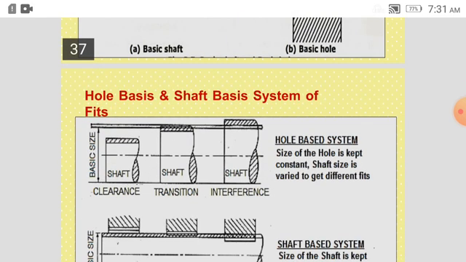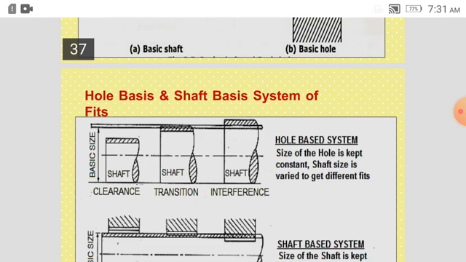Then there are two systems, the hole basis system and shaft basis system. What this is in detail we'll see when we proceed further. We can see here the hole basis system, the hole is constant, the size of the hole is constant, and it is to the basic size, that is the basic hole, and the shaft is varied.